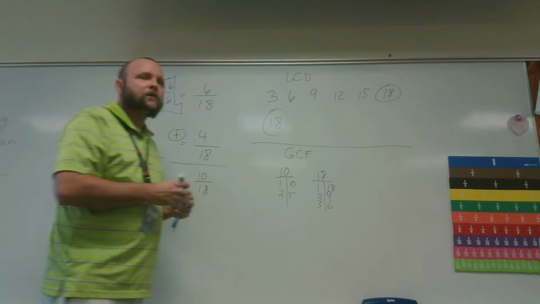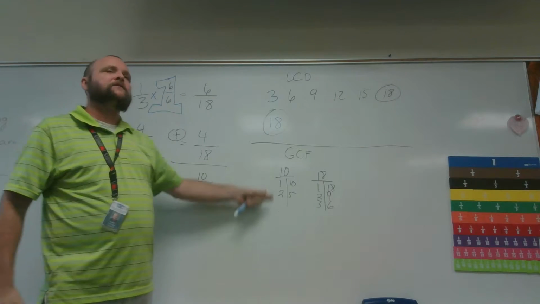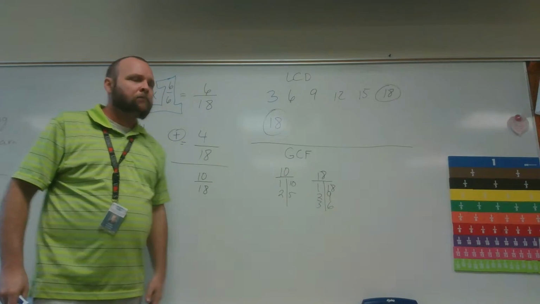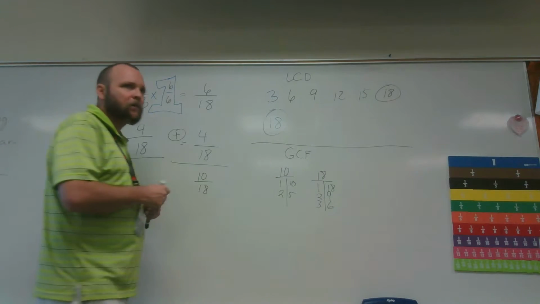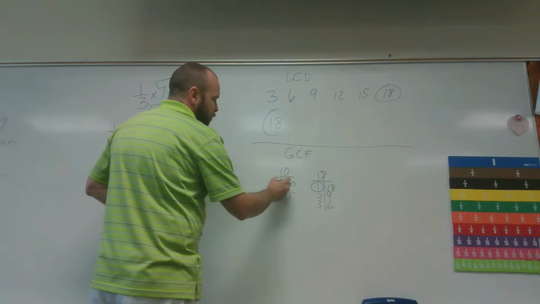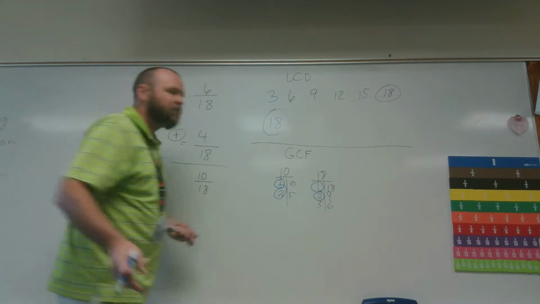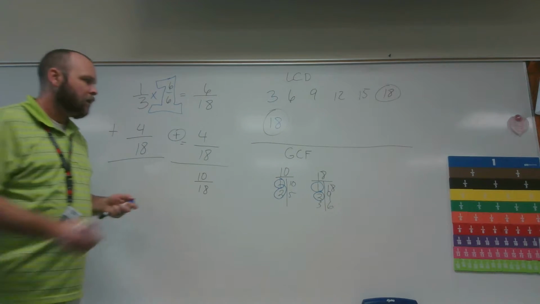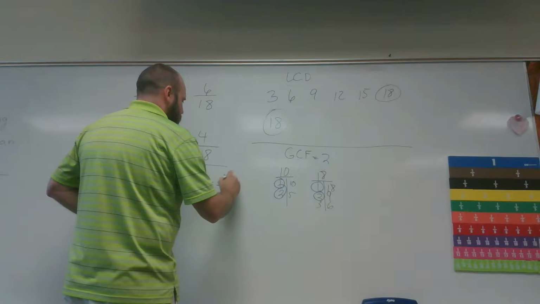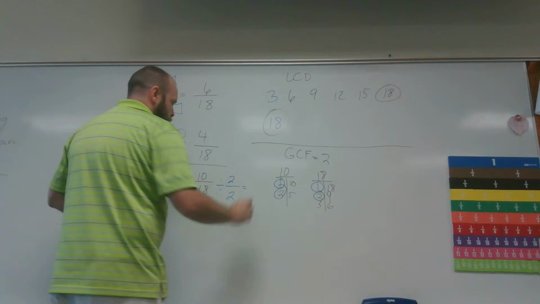So now I've taken my numerator and listed all the factors in my numerator, and taken my denominator and listed all the factors in my denominator. I'm going to find what they have in common. They have a 1 in common, and a 2 in common. Do they have anything else in common? No. That means my greatest common factor is 2. That means I divide these both by 2.